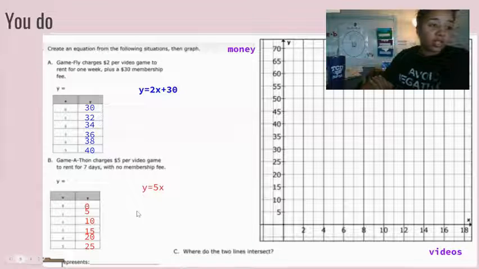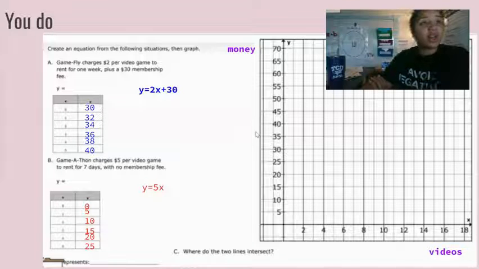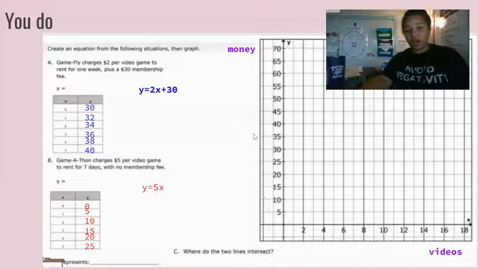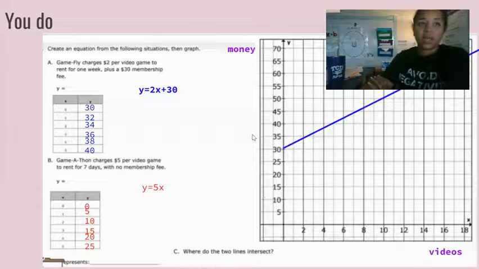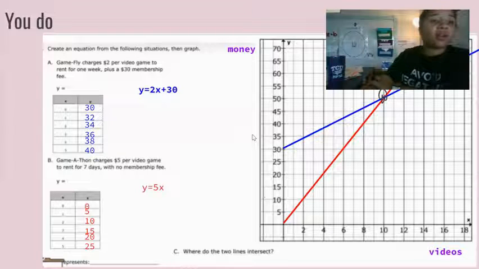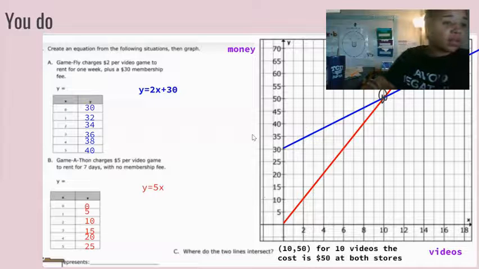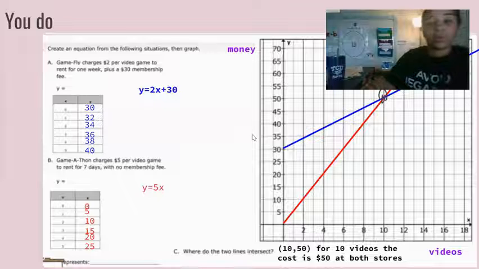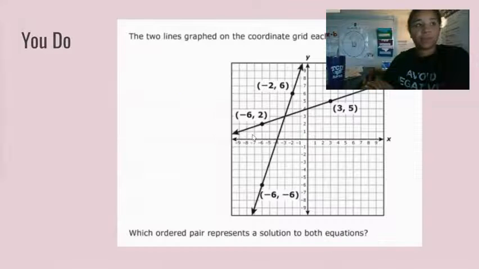Now, we don't see the point of intersection here. So we're going to actually literally have to plot these points. You can plot these points and then use your ID badge to draw a straight edge to see if you can find the point of intersection. And if you do that, we see the point of intersection is going to be right here at 10 and 50. So that means for 10 videos, the cost is $50 at both stores.